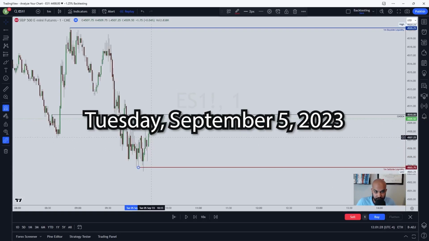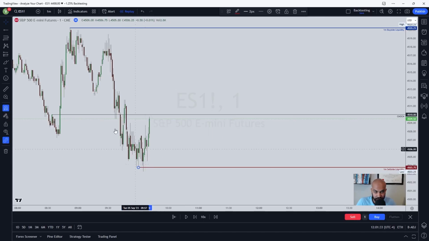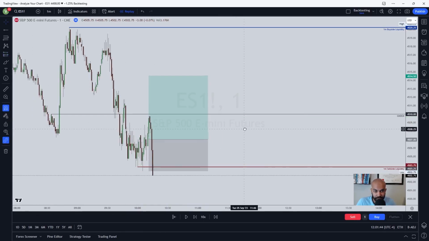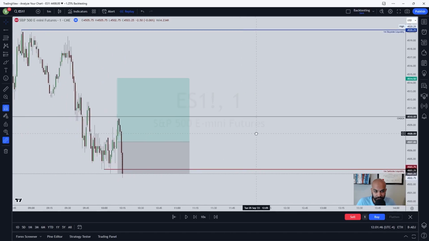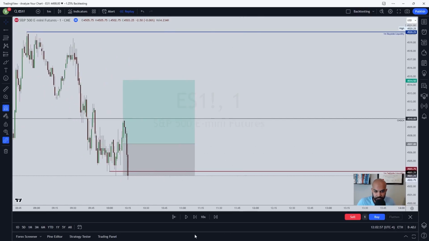Price took out liquidity, went through, took out this. Now let's see if we can enter on this order block, put a stop underneath here, target 2R. We get tagged in and we get stopped. All right, first trade was a loss, so let's continue.